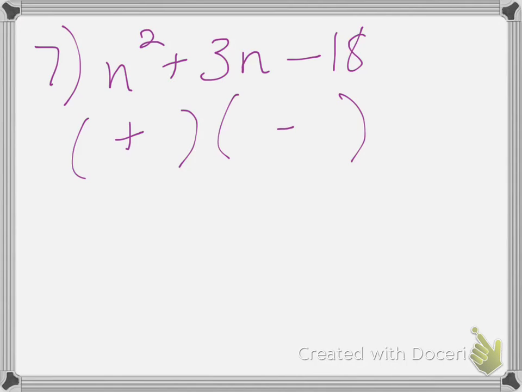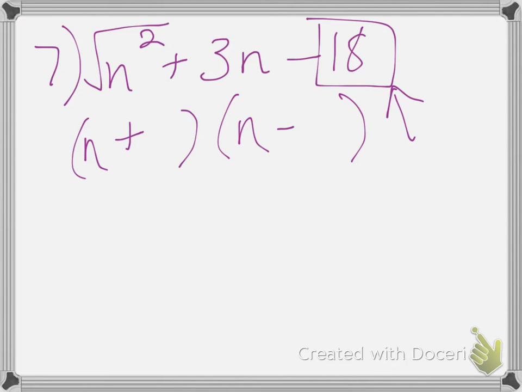Now we're going to take the square root of the first term. And what do I put in each of my parentheses? n. Okay, square root of n squared is n. Now, I have to find something that's going to multiply to give me 18, but also add to give me a positive 3.